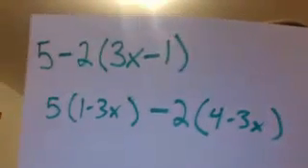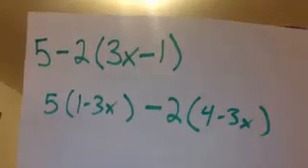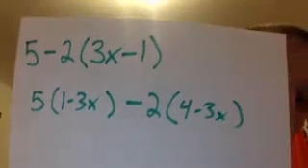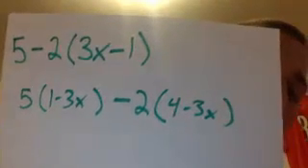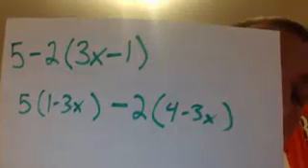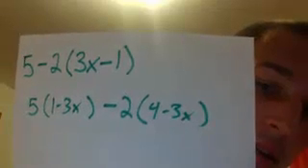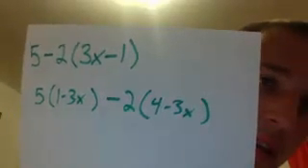So let's just start off with a pretty easy one. I'm going to give you 2 right off the bat, actually. And we'll just see how both of these go. Both of these are going to be distributing and combining like terms problems. Our first problem is 5 minus 2 times parentheses 3x minus 1. And our second problem is going to be distributing twice here: 5 times 1 minus 3x minus 2 times 4 minus 3x. Okay, those are our 2 problems. Do the best that you can on both of these.